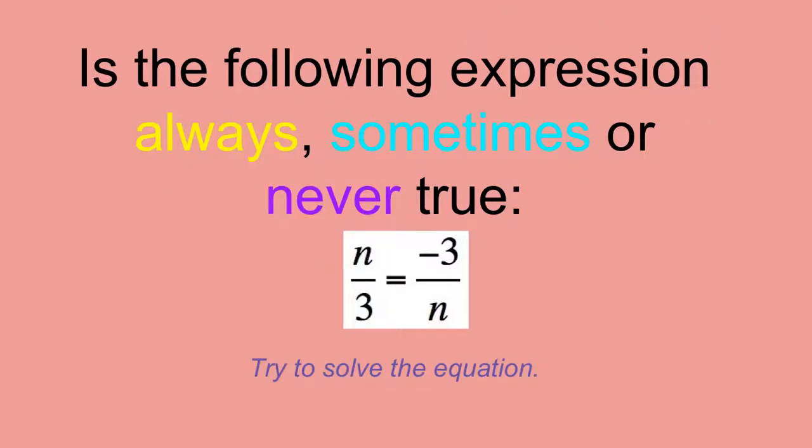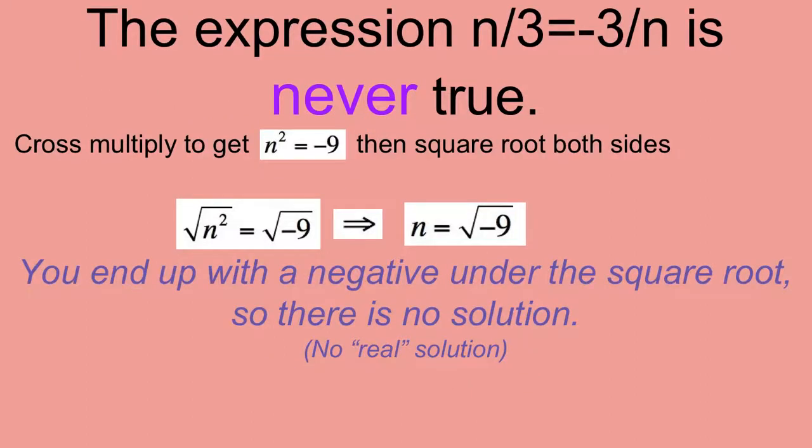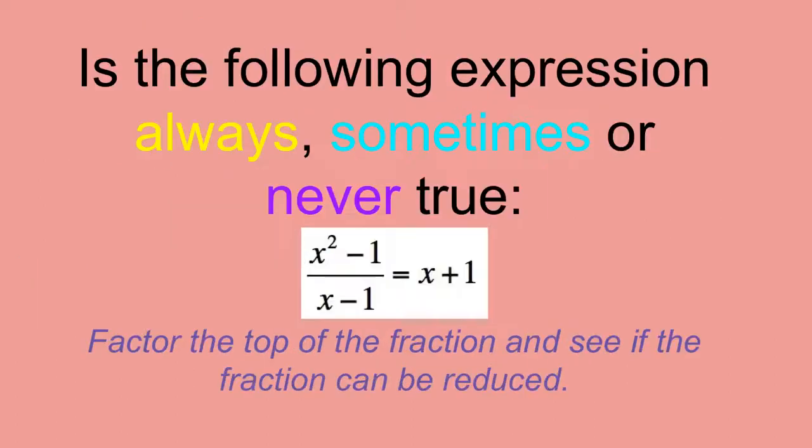Okay, what about something where you get n's in the numerator and n's in the denominator? So we have n's right here in the numerator, n's right here in the denominator. Now what happens? Well, we know this is a proportion, so we should be thinking about cross multiply. When you cross multiply, you get n squared equals negative 9. Well, to solve a squared, we do a square root. So if I do a square root of n squared, I get n, which is okay, but then I can't take the square root of negative 9. Therefore, you end up with a negative under the square root, so there is no solution or no real solution.